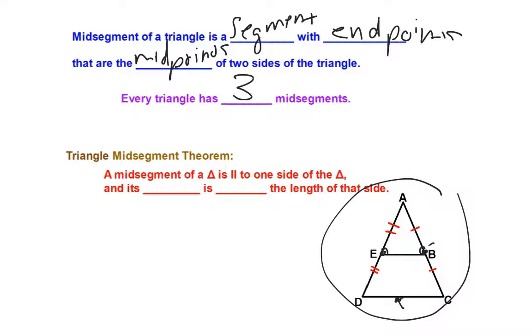So down here, this one would go with this, and then the blue one would go here. So there's 3 mid-segments in every triangle. And actually, I was wrong. A mid-segment of a triangle is actually parallel to the other side. So, a mid-segment of a triangle is parallel to one side of a triangle, and its length is actually half the length of the other side.